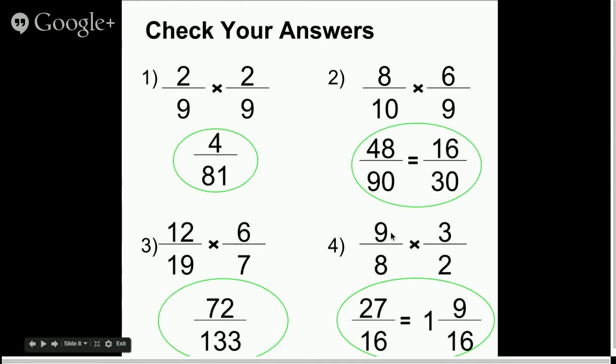And then this one, 9 times 3 is 27. 8 times 2 is 16. Okay, this is pretty simple. So this is the improper fraction, but it can also equal this mixed number, 1 and 9/16. I cannot simplify this any further. All right.